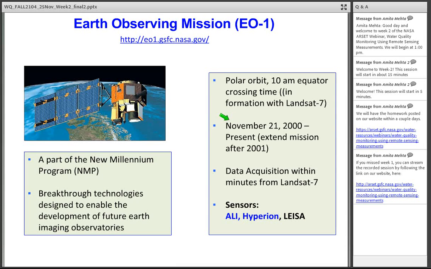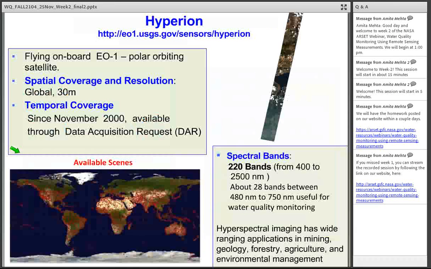This mission was an experimental mission for 1 year, but now has been extended because of its usefulness. And this has data acquisition within minutes of Landsat 7, so it is providing a lot of information that way. It has sensors, and Hyperion is the one that has many spectral bands and can be used for water quality monitoring. So this is a new experimental mission.